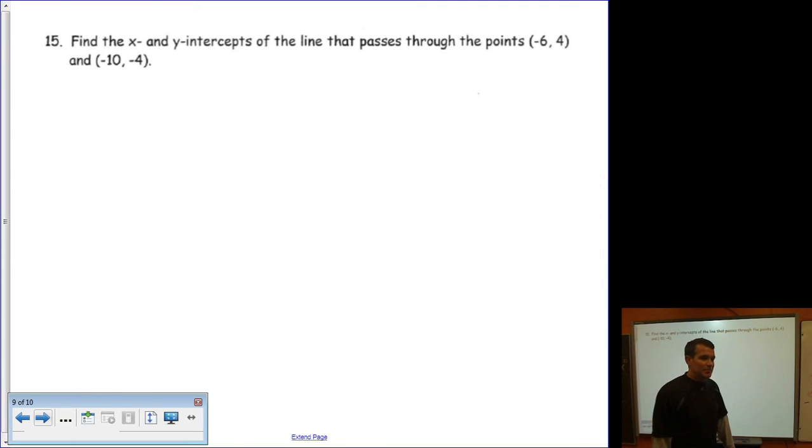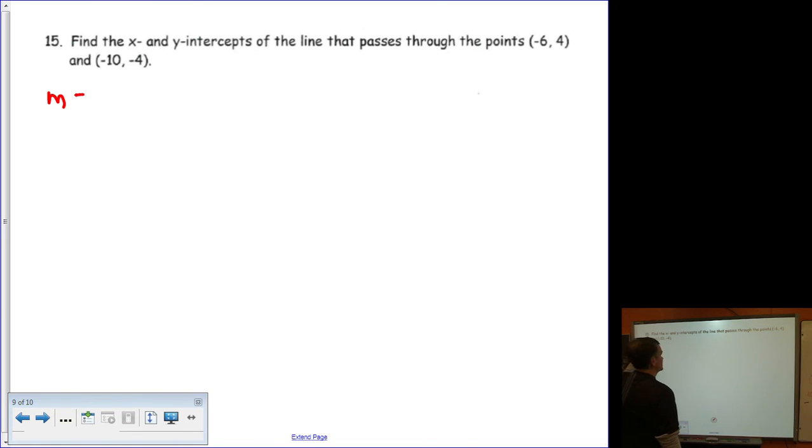All right, these last couple are pretty tricky. I want to find the x and y-intercepts of the line that passes through those 2 points. To find the x and y-intercepts, I'm going to need to find the equation for the line. And to find the equation for the line, I'm going to need to find the slope.